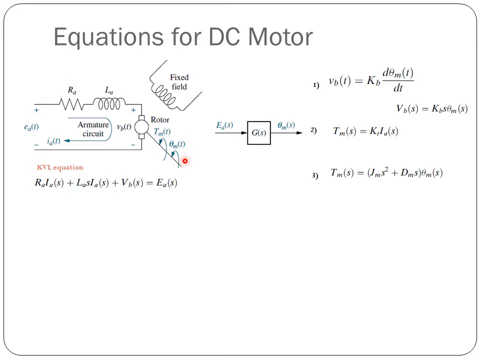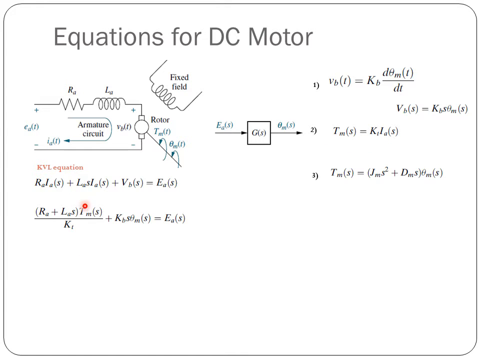Okay, so whatever inertia is connected with this axis of the rotor, we'll write it as Jm, and whatever damper or friction is connected to this rotor, we will write it as Dm, right? So now let's use all of these formulas in the equation. At first, replace the Ia. We can take the Ia and replace it with Tm divided by Kt, right, from here.